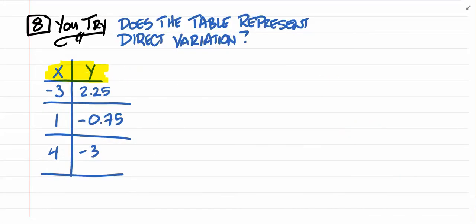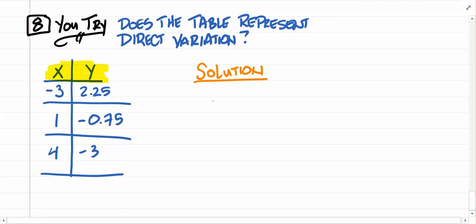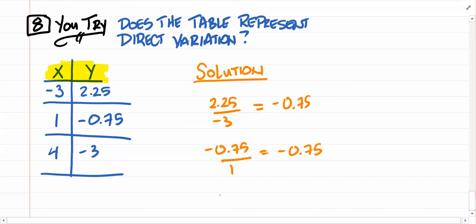Okay, last box, you try. Does the table represent direct variation? If it does, tell me the constant of variation. Hopefully you got yes is the right answer, and here's why. If I take 2.25 and I divide it by -3, I get -0.75. If I take -0.75 and I divide it by 1, I get -0.75. If I take -3 and divide it by 4, I get -0.75. Therefore, this is constant, and my k value would be -0.75.